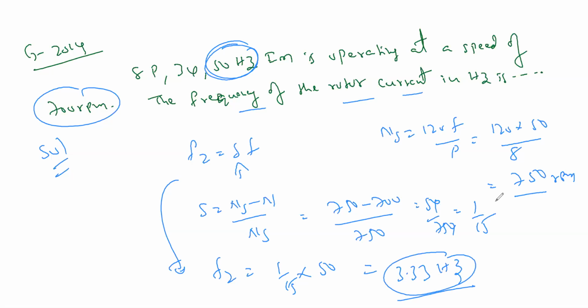Whereas in transformer, primary same frequency and secondary same frequency. We have both primary and secondary has same frequency.